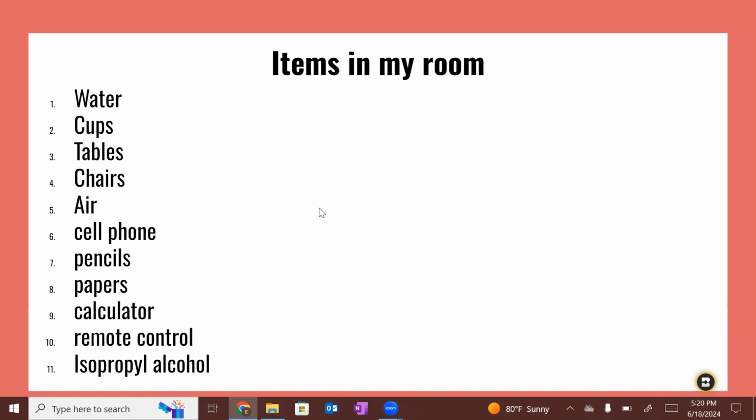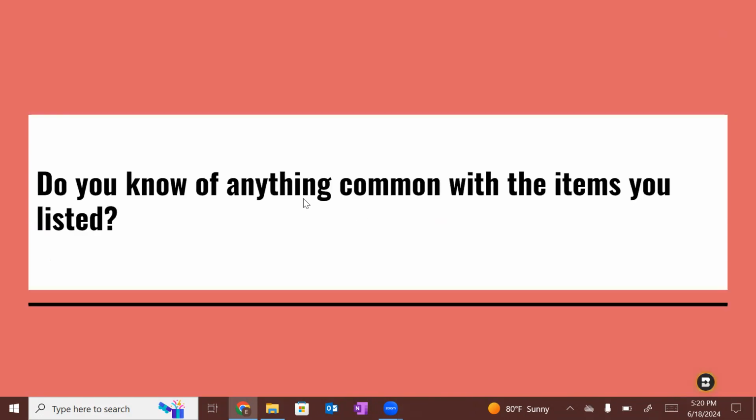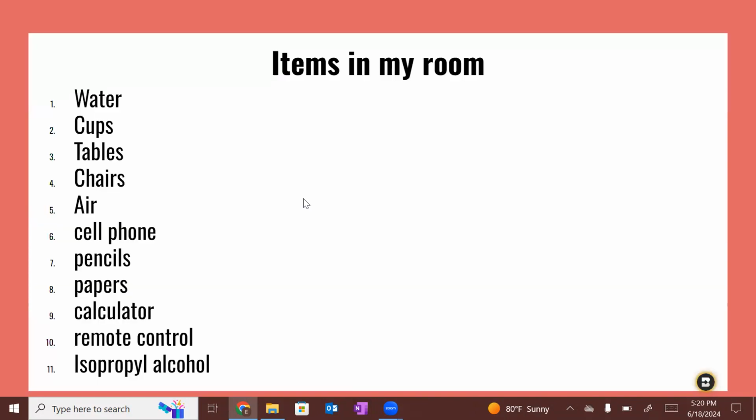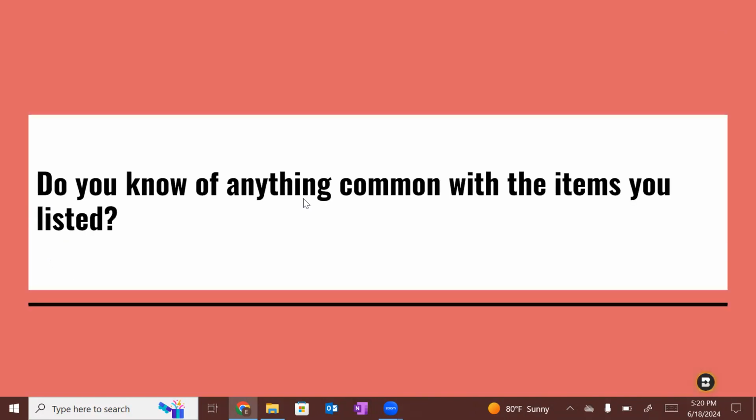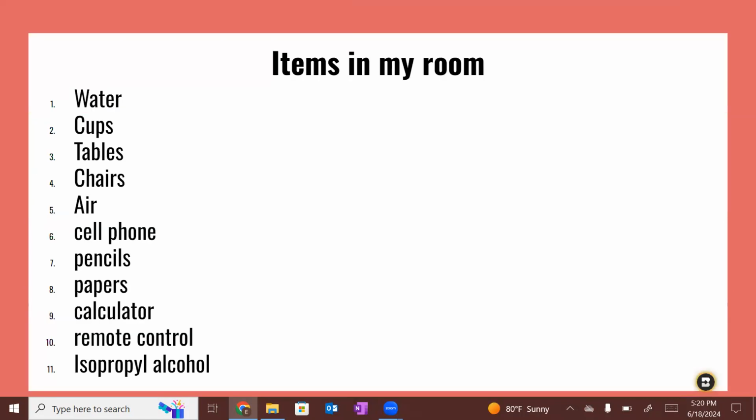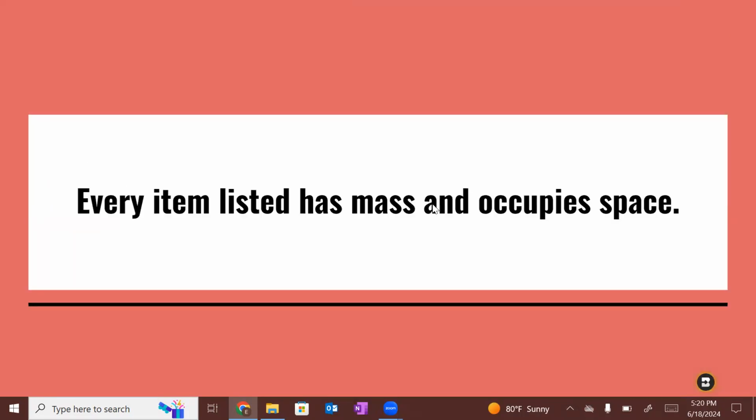Using my own list, I will say that each of the items I listed has mass and each of them can occupy space. What about yours? Can you look at each of your items and reach the same conclusion?